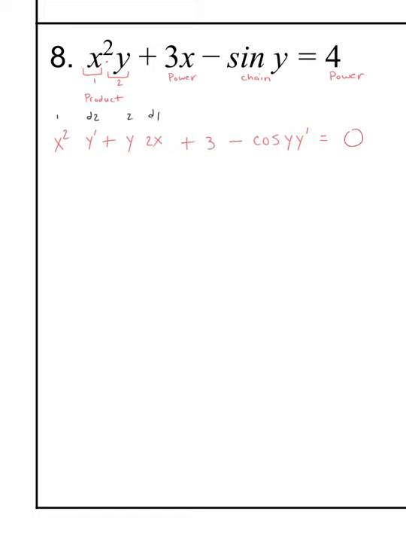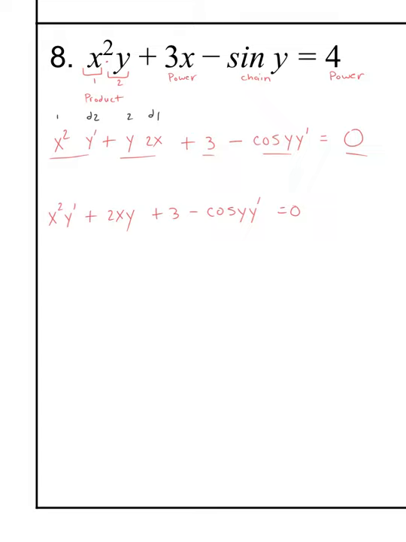All right, so I have 1, 2, 3, 4, 5 terms. Again, take a second and clean it up. X squared y prime plus 2xy. I'm just going to put this term in order. Plus 3 minus cosine y prime, and it's equal to 0. So clean it up, make sure things are neat.